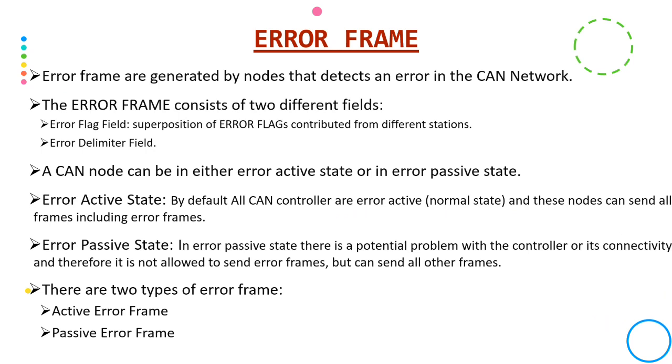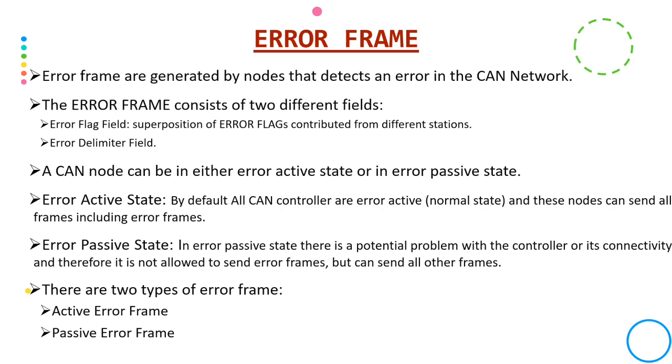An error frame is generated by a node whenever it detects an error in the CAN network. Basically, the error frame consists of two different fields. One is the error flag field, which is basically a superposition of error flags contributed from different stations whenever they detect an error, followed by an 8-bit error delimiter field. A CAN node can be either in the error active state or in the error passive state.